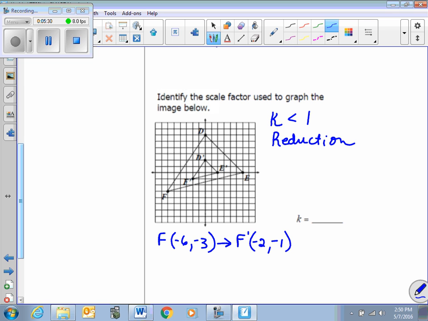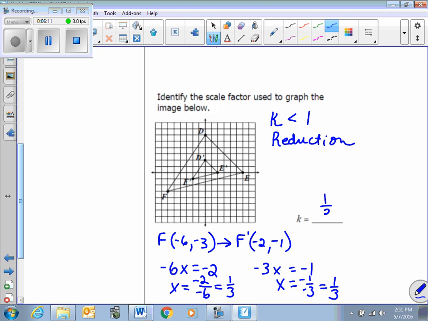So what did I multiply my x and my y by to get F prime? Basically here's what I did. Negative 6 times x equals negative 2 to go from F to F prime. So x equals negative 2 over negative 6, so that's 1/3. Let's make sure it holds true for the y part. Negative 3 times whatever the scale factor is. I guess I should call that k, but k is x here. So negative 3 times the scale factor equals negative 1. So x again is negative 1 over negative 3, which is 1/3. So our scale factor there is 1/3.